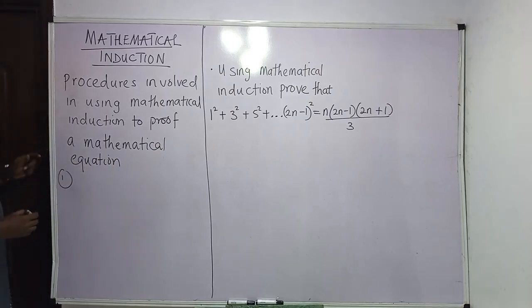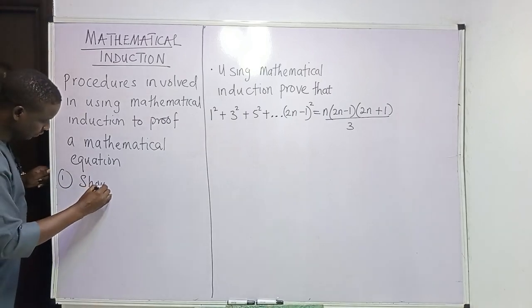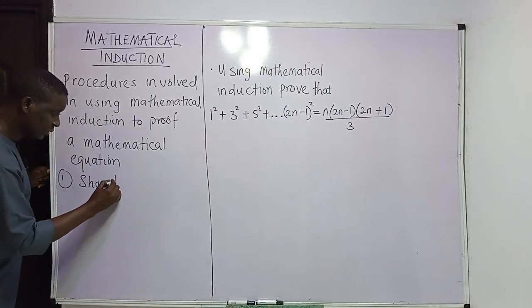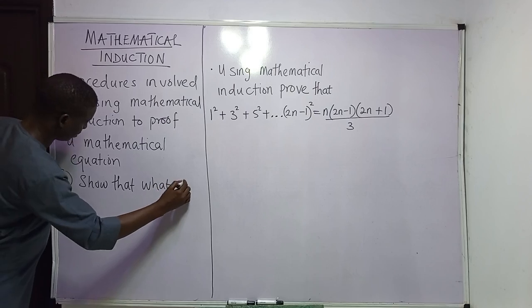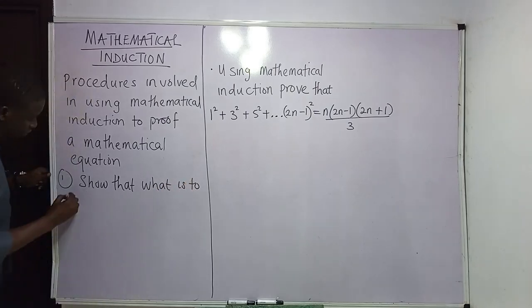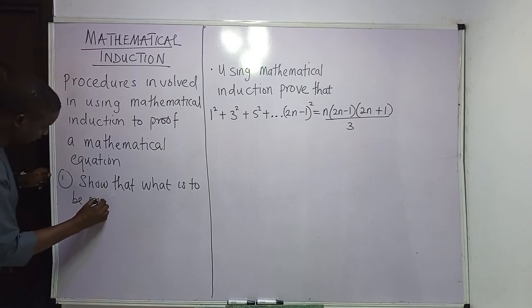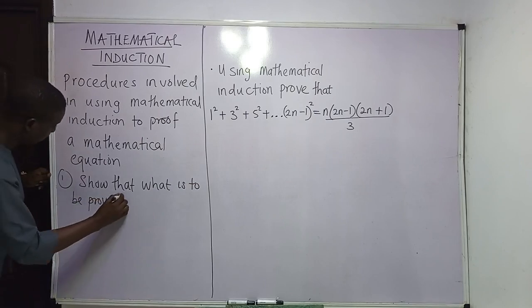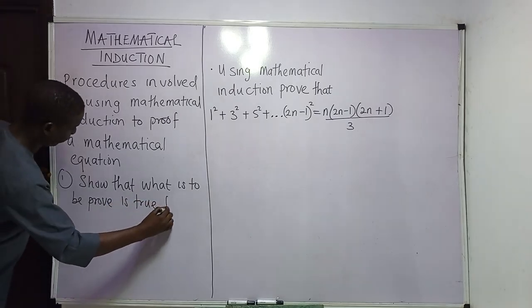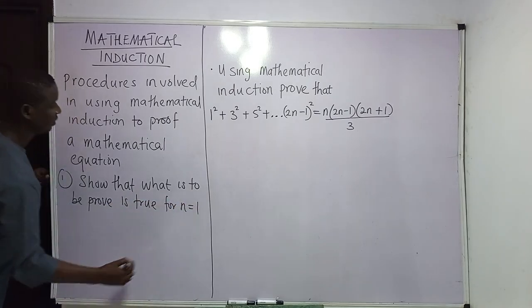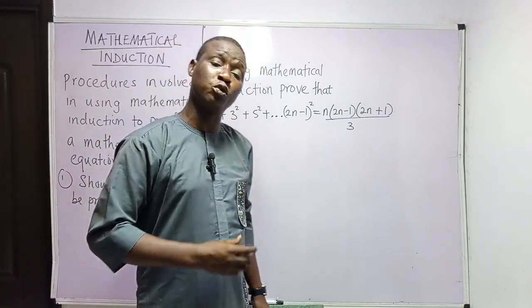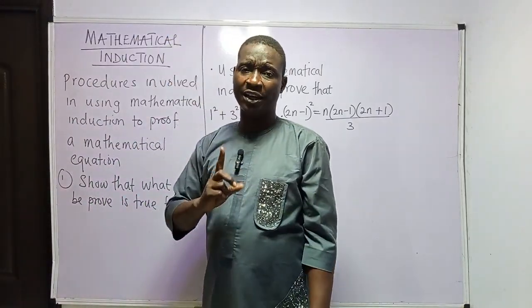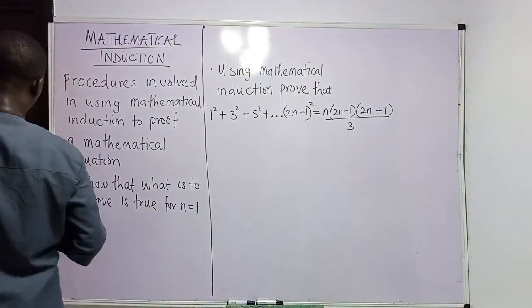Number one, we first of all show that what is to be proved is true for n equal to 1. So we have to first of all show that the equation that I want to prove is true for n equal to 1. That is step number one.